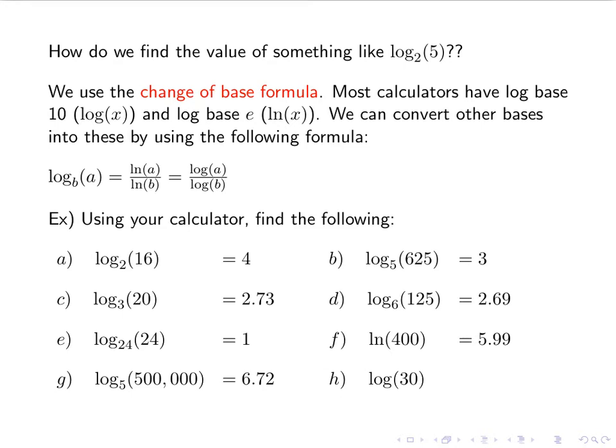And then log of 30. So again, there's no base. It's base 10. I have that in my calculator. I do not need the change of base formula. And I get 1.48. Again, I can check to make sure that makes sense. 10 to the 1 is 10. 10 squared is 100. 30 is between those two. It's closer to 10 than it is 100. So my answer is 1 point something, closer to 1 than it is to 2.